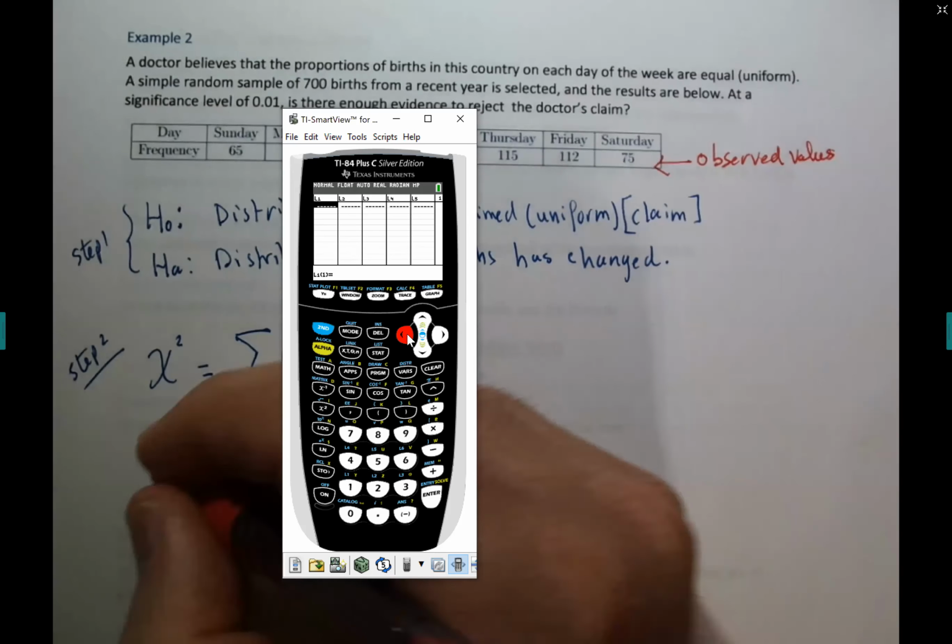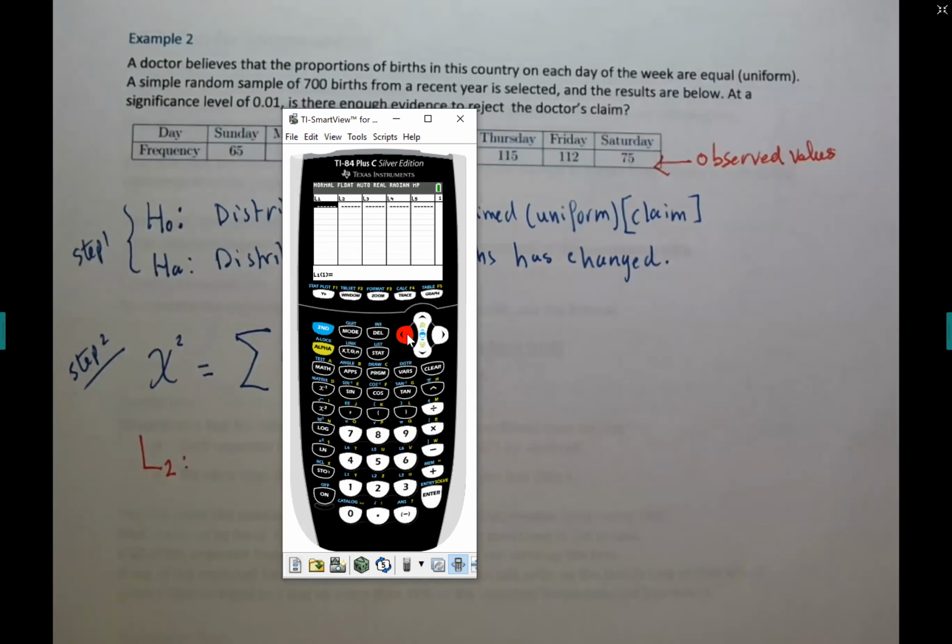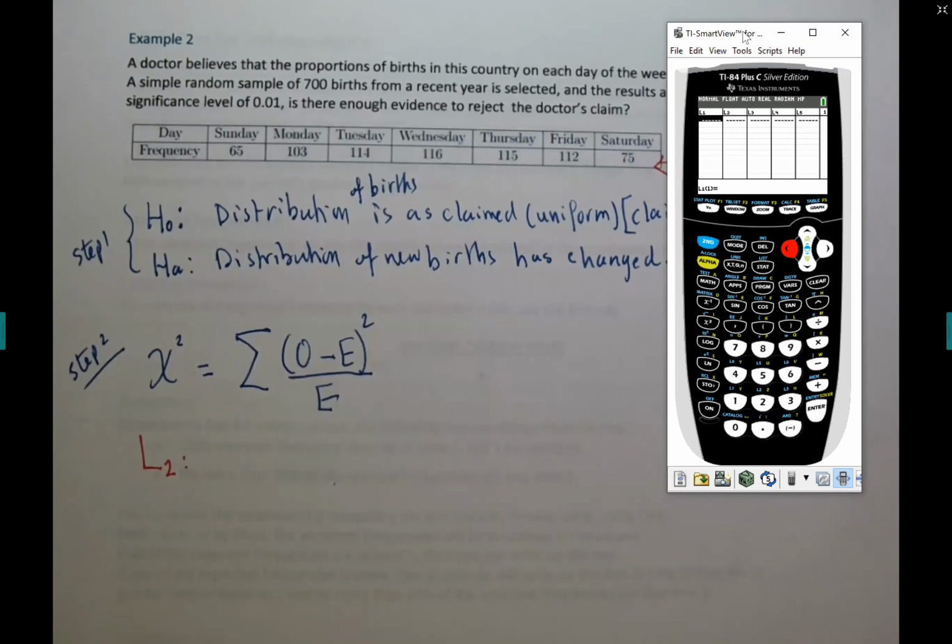Okay, for L2, guys. Each observed value has an expected value, and then we'll talk about them after I put the observed values into the calculator. So you put 65. Let's do it together, guys, because once you do it, you won't forget it later. 103.